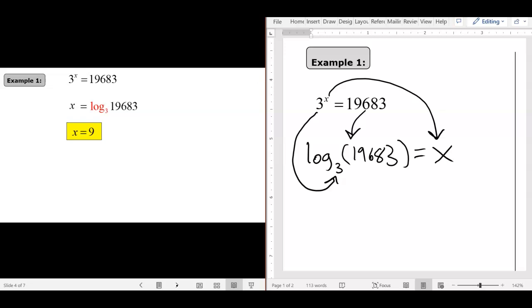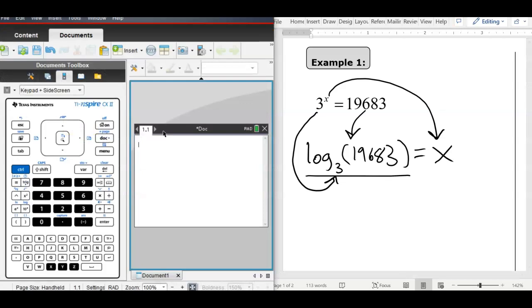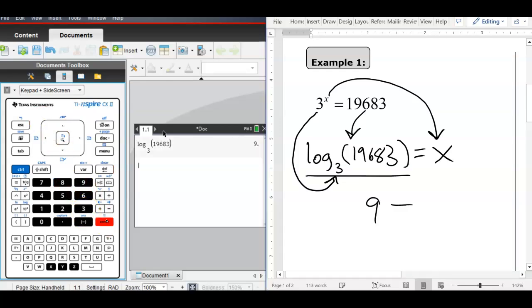Okay. Now, here's the deal. If x equals this, then I can put this in my calculator. So remember, when I'm doing logs, I'm going to do control 10 to the x, which is next to the number 1. I'm going to have a little base 3, go to the right, 683, hit enter, and I get 9. That's it.